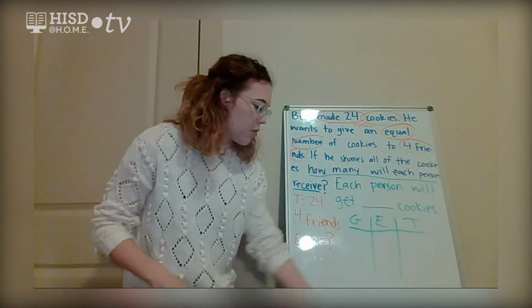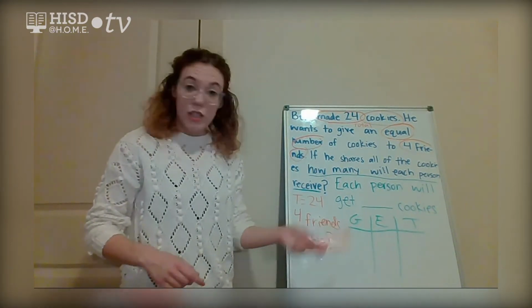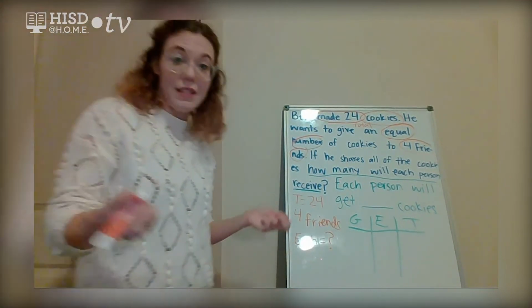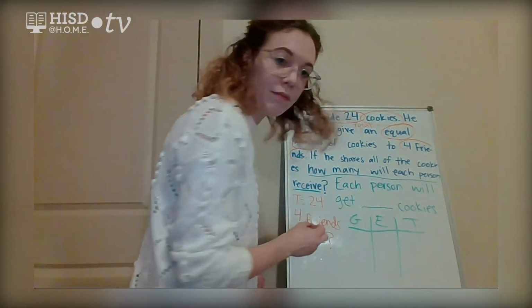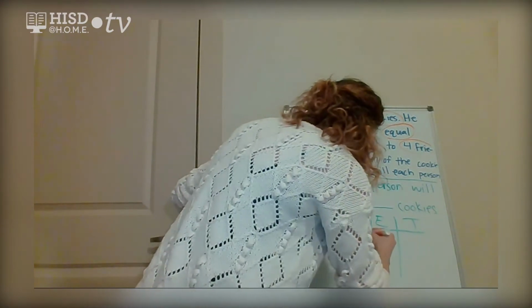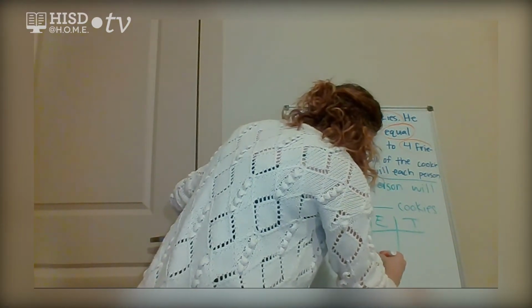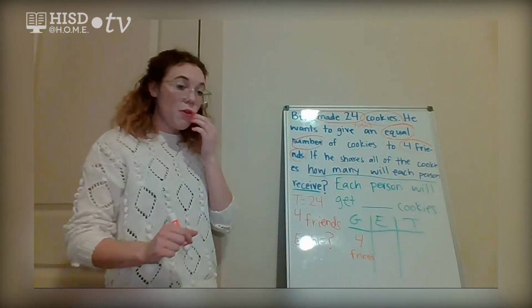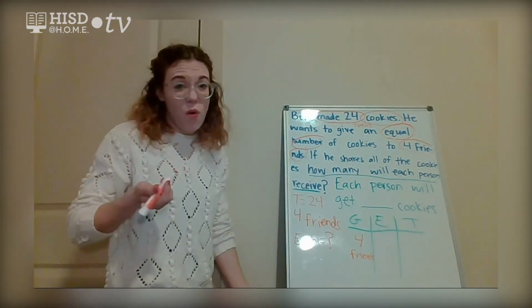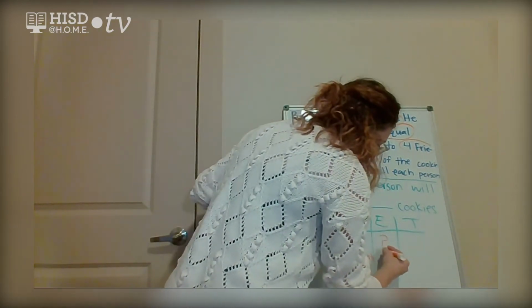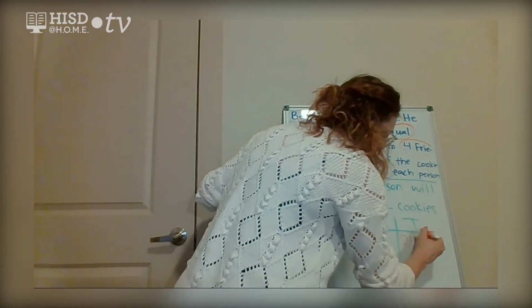So the G stands for groups. How many groups do we have in here? 4 friends that are splitting these cookies. Each person will receive, we don't know. That's our E, what we're missing. What each will get. But we do know the total is 24 cookies.